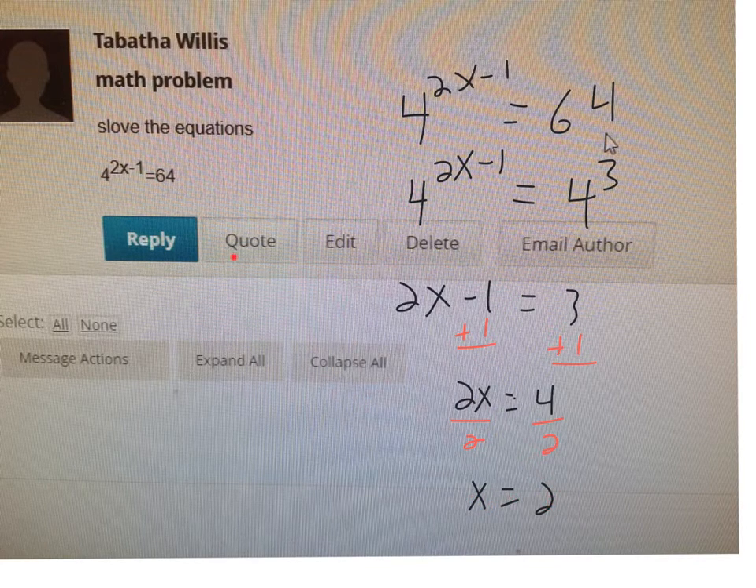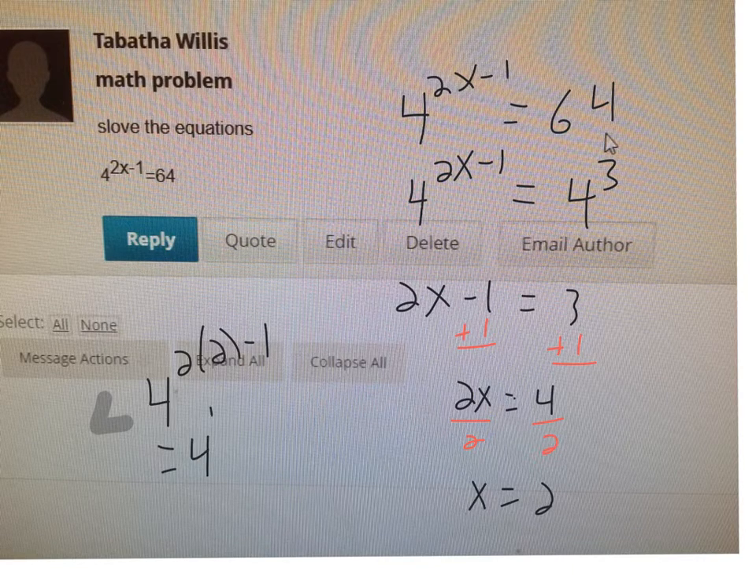If you were to take that 2 and put it in here, that should work out to give you the answer. So let's see if I can do that. It would be 4 to the 2 times 2 minus 1. That would be 4 to the 4 minus 1. It would be 4 cubed, which is 64. And so you can see, if you put 2 into this equation, you get 64.